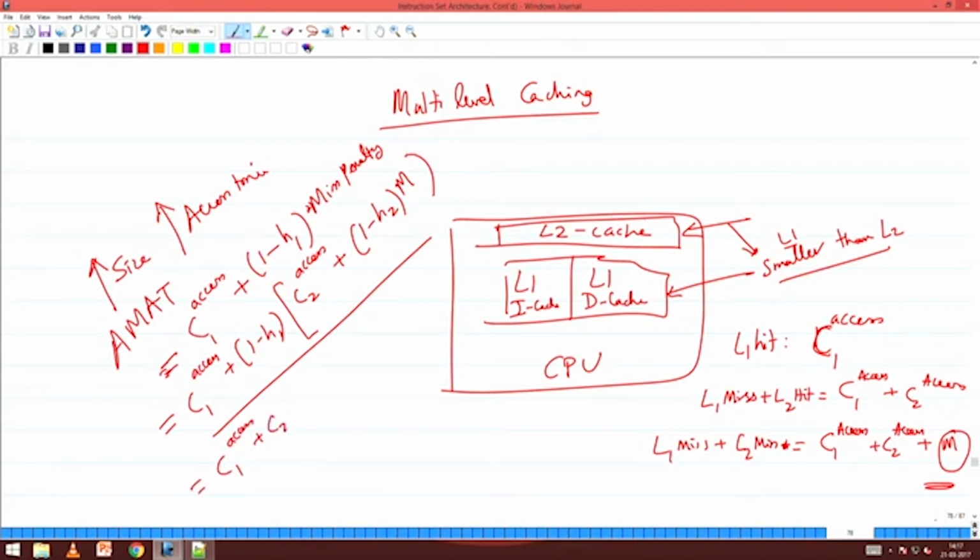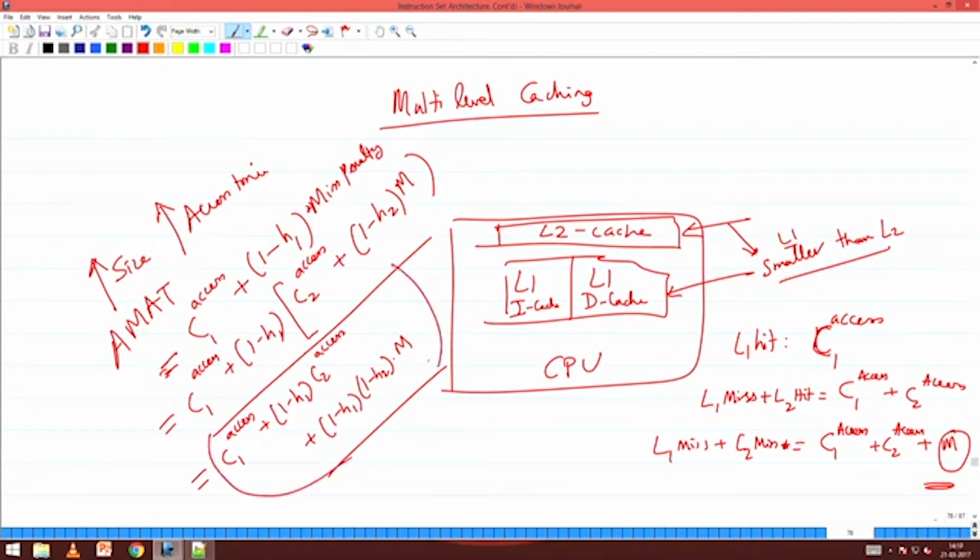plus C2 access minus H1 into C2 access. Sorry, actually we can write it a little more neatly. C1 access plus 1 minus H1 into C2 access plus 1 minus H1 into 1 minus H2 into memory access. Okay. So this is the final equation.